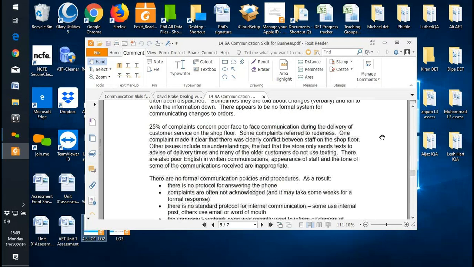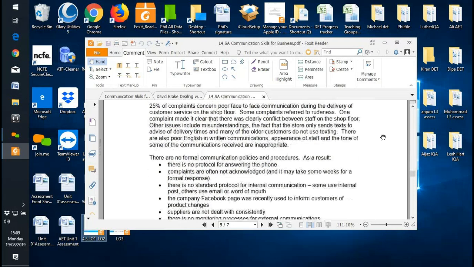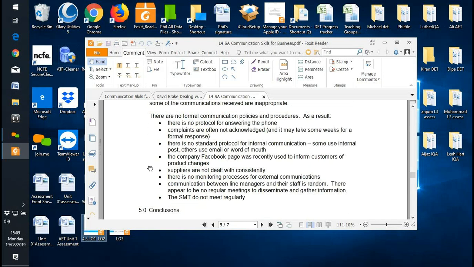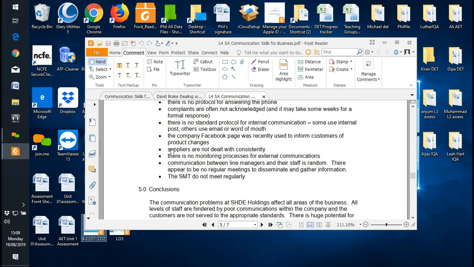Again, other issues were found: there are no formal communication policies and procedures, no protocol for answering the phone, complaints are often not acknowledged, and there's no standard protocol for internal communication. The company Facebook page was recently used to inform customers of product changes. Suppliers are not dealt with consistently. There is no monitoring process for external communications, and communications between line managers and staff is completely random.